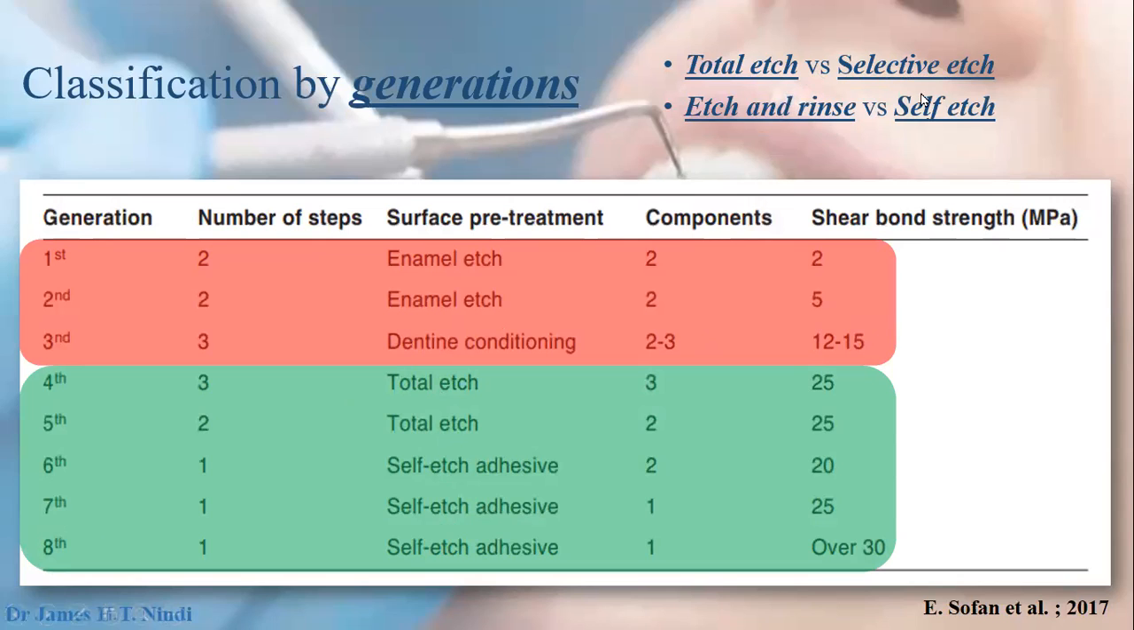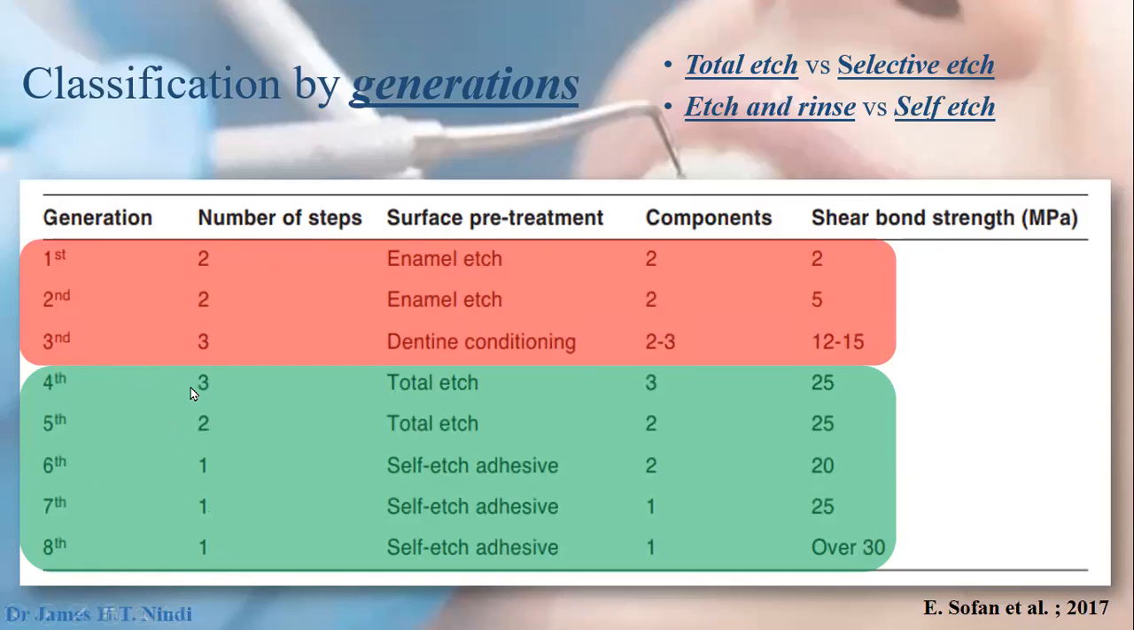And then we have etch and rinse and self-etch, which I've just mentioned, where in etch and rinse, the acid component is separate. Then in self-etch, the acid etch is combined into one or both of the other two components, the prime and the bond. So from the fourth all the way up to the eighth, the whole idea is an increase in complexity of the bonding agent and a reduction in the number of steps, thus increasing the ease of use.